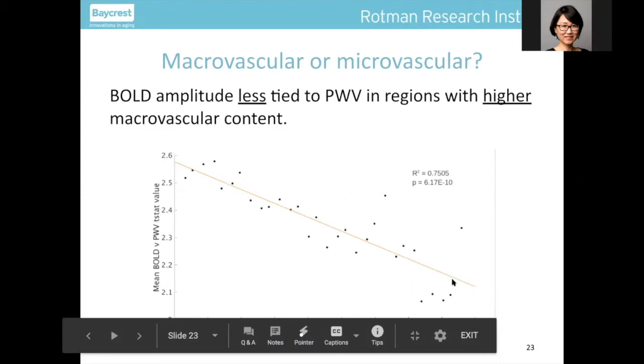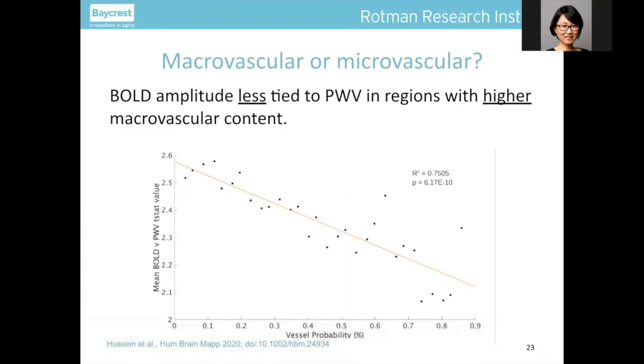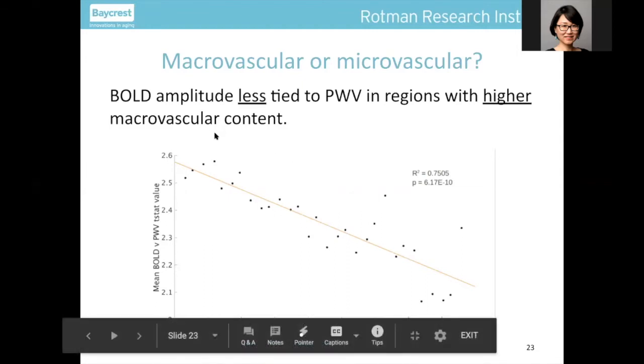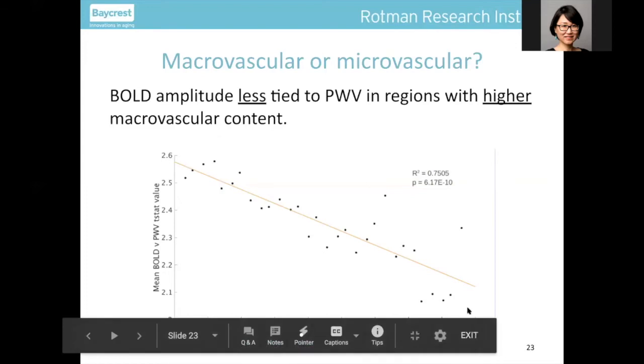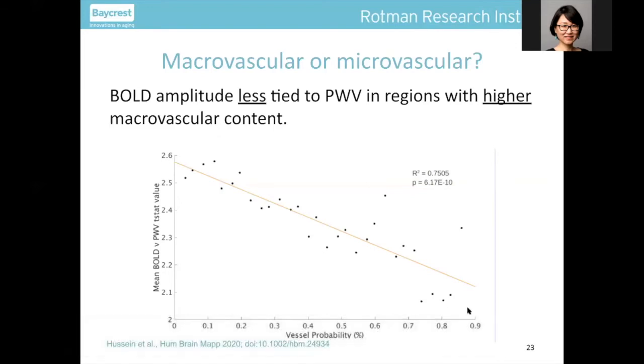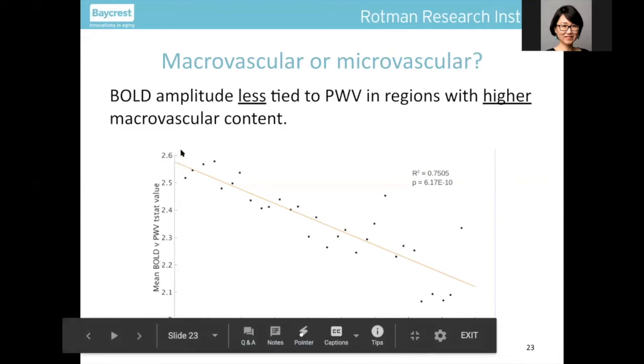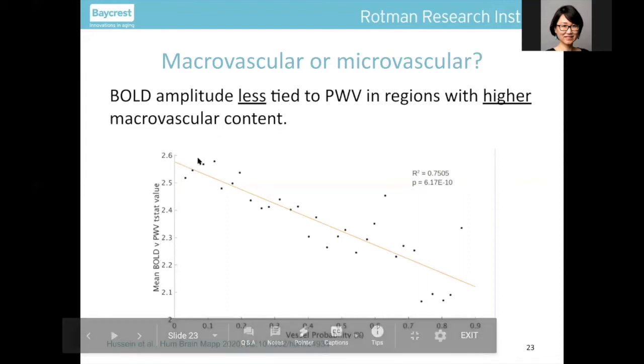Let me pause a little to explain this, because it may not be apparent. On the y-axis, the higher the value, the stronger the association between the BOLD signal fluctuation and arterial stiffness. But if you look at how it's progressing, the regions with the largest vessels tend not to have the strongest association between BOLD and vascular stiffness. So by elimination, we concluded that the strongest associations between these two things are actually in the smaller vessels. That's how we reached that conclusion.